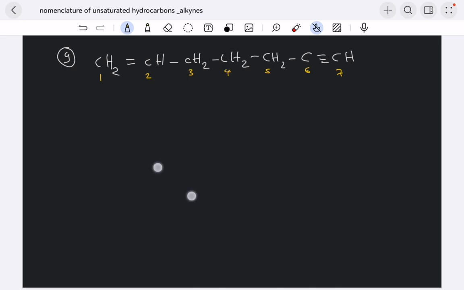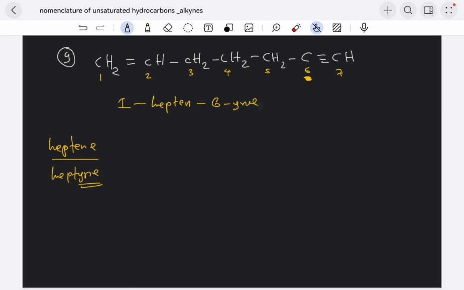So you know that at position number 1, I have a double bond. Then the entire compound is 7, which is heptene. So it's supposed to be heptene, but we write hept-1-ene. Then we have to recognize that at position number 6, we again have the triple bond. So at position number 6, we just say yne. So that is a complete name of that particular compound.